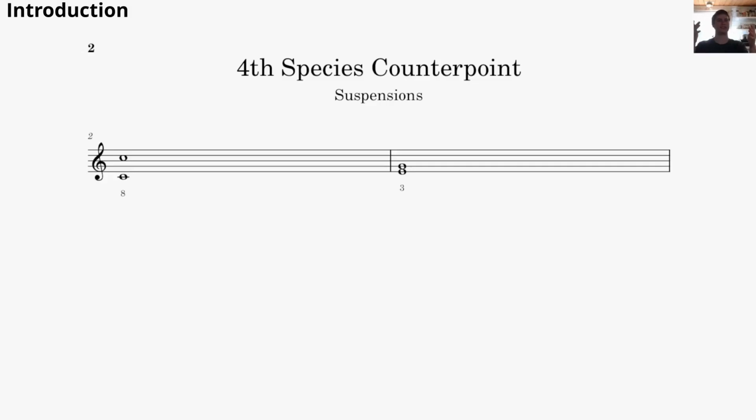Welcome to fourth species counterpoint, the suspension. Here, the third and final dissonance in these exercises will be introduced. As you can see here, we have a perfect consonant interval of an octave going to an imperfect consonant interval of a third. You can also see it's traveling in contrary motion.